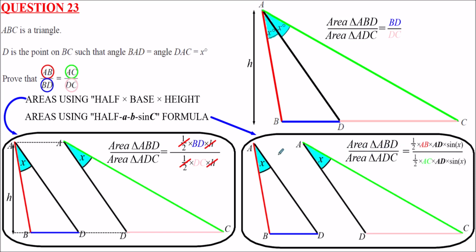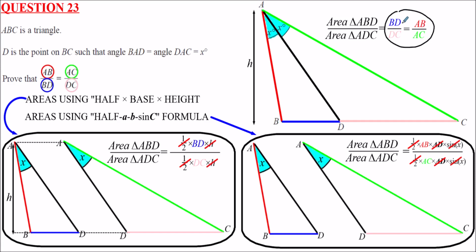So it's the same fraction as what we had before, look, but now we've got it looking a bit different. So let's simplify this again. Half on top, half on the bottom, we can cancel the halves. AD and AD can cancel. Sine x and sine x will cancel as well. So we've also shown now that the area of ABD as a fraction of the area of ADC is AB over AC. But it's also equal to BD over DC as well. So therefore what we can say is BD over DC must equal AB over AC.